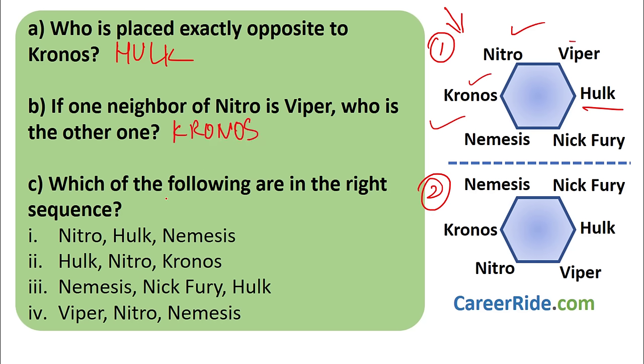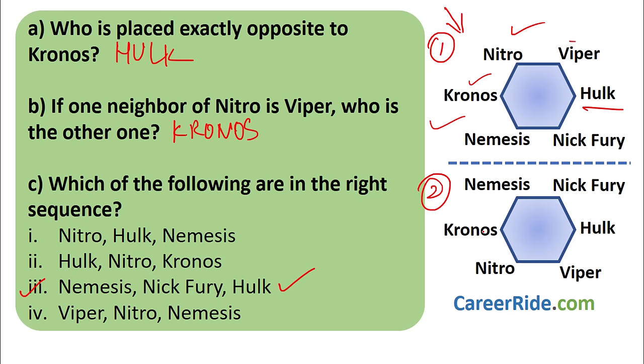Which of the following are in the right sequence? Nitro, Hulk, Nemesis. This is not a sequence as such, but let's see. Hulk, Nitro, Kronos. Not a sequence. Nemesis, Nick Fury, Hulk. Okay, this is a sequence, but let's check out the last option also. Viper, Nitro, Nemesis. Again, not a sequence, so this is the answer. Nemesis, Nick Fury, Hulk. Rest are not in sequence.